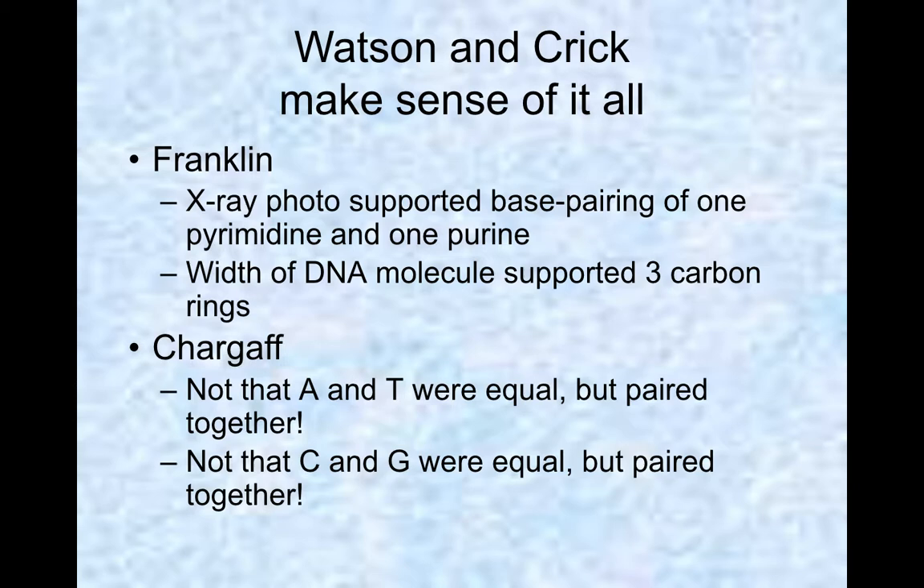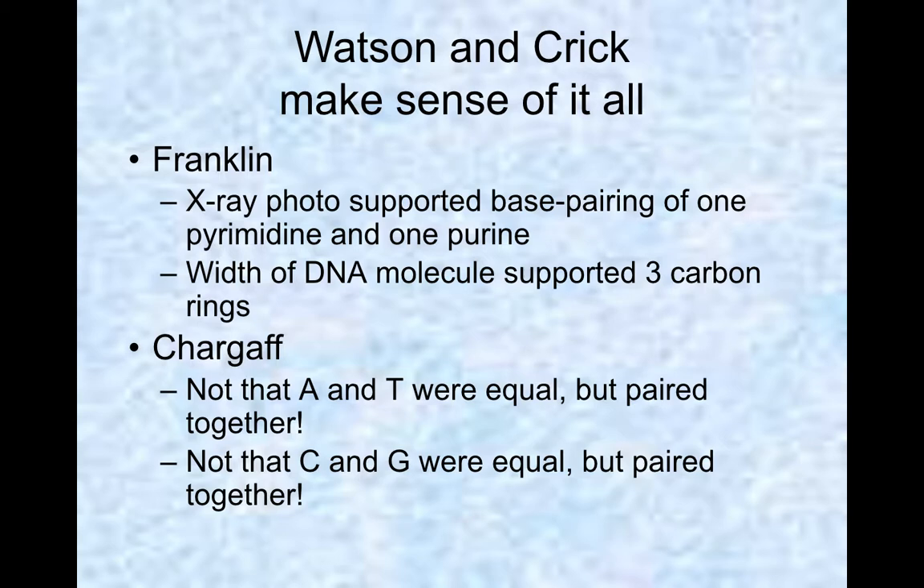Put that together with Chargaff's data, he noticed that A and T were equal and C and G were equal. But he came to the wrong conclusion. It wasn't that they were equal, but it was that they always paired together. So anytime you found an A, you also had a T. And this makes sense.